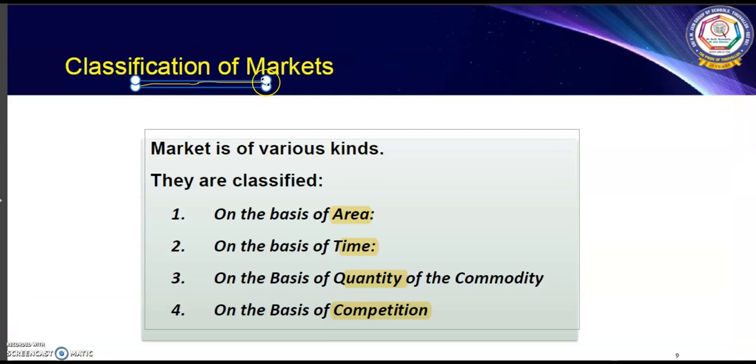Now, classification of markets. Markets are of various kinds. The market is classified not only on its geographical spread but also on the nature of the goods exchanged. They are classified on the basis of area, on the basis of time, on the basis of quantity of the commodity, and on the basis of competition.